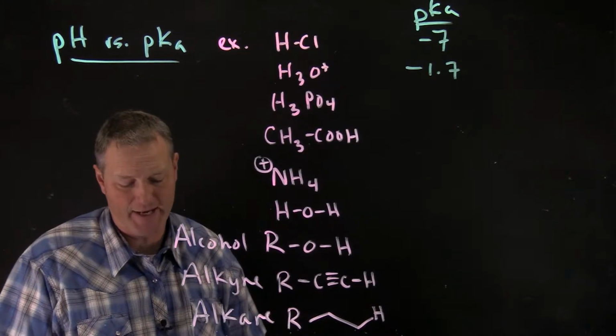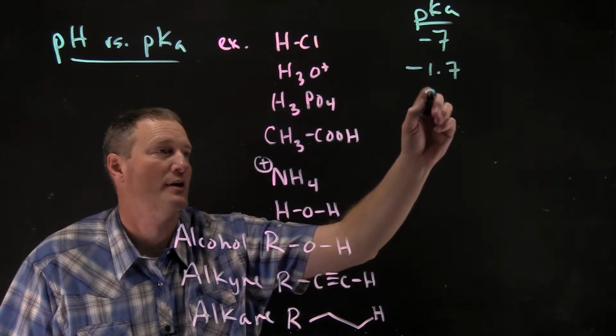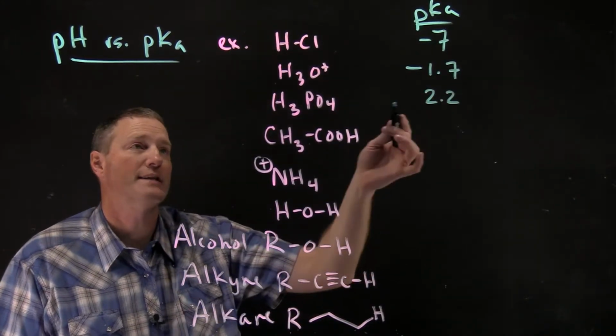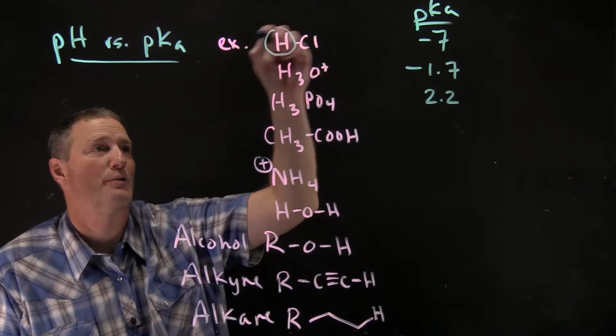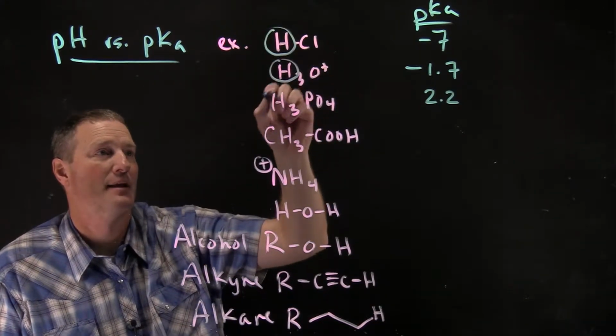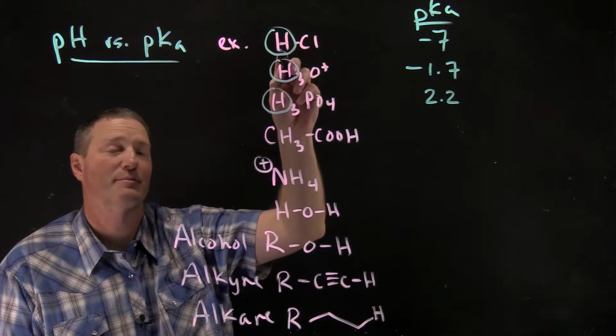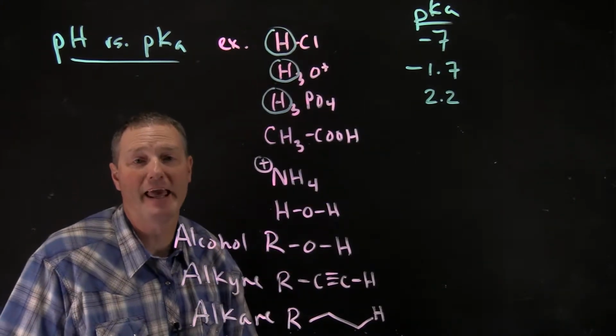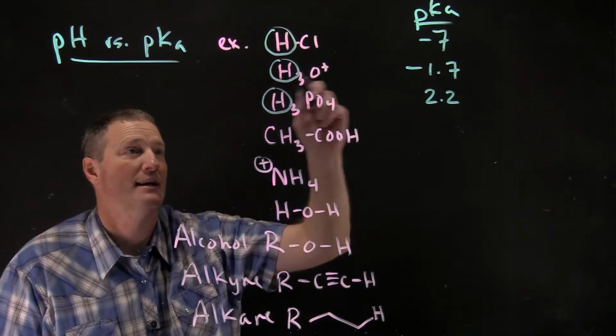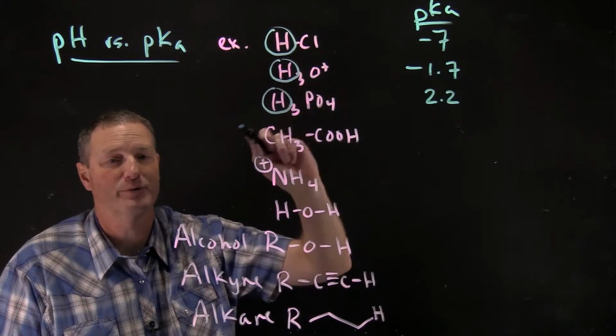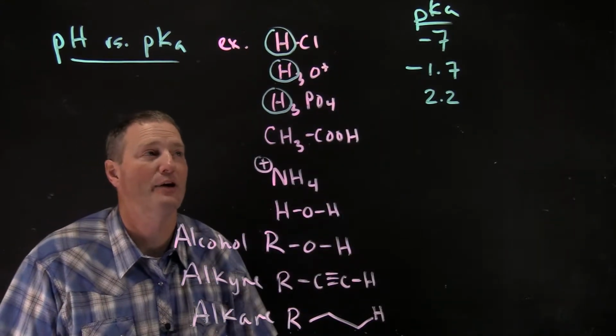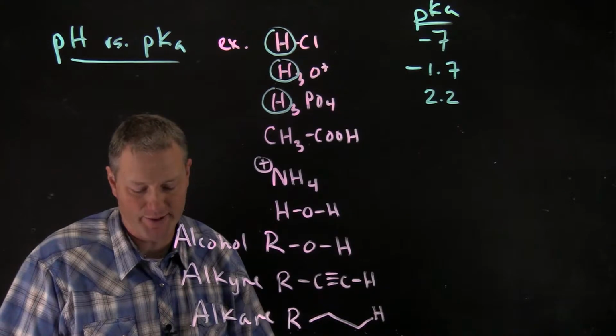Phosphoric acid, H3PO4, has a value of 2.2. And just to help you with this, I'm also going to circle the proton that's being abstracted. So in the case of HCl, this is the proton that's coming off, and the pKa of that proton is -7. Likewise, one of the protons of H3O+ has a pKa value of -1.7, and so on.